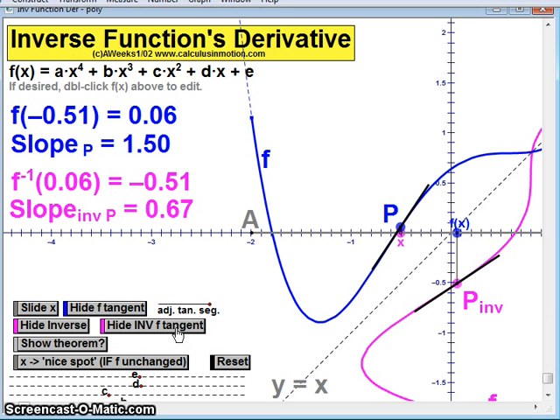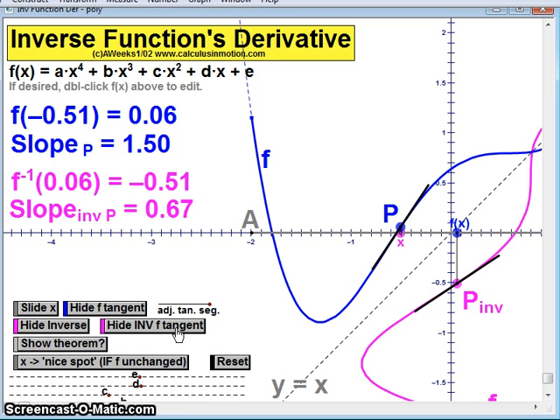Tangents meaning our slope. If we look at the slope of the tangent line at -0.51 on the blue function f, we can see that this tangent line has a slope of 2/3. Now, if we then look at the slope at that point on the purple function, it's 1.5, which is going to be the same thing as 3/2. So if we flip that over, the reciprocal of 3/2 is going to be 2/3, and that's the slope of our inverse function at the point b.